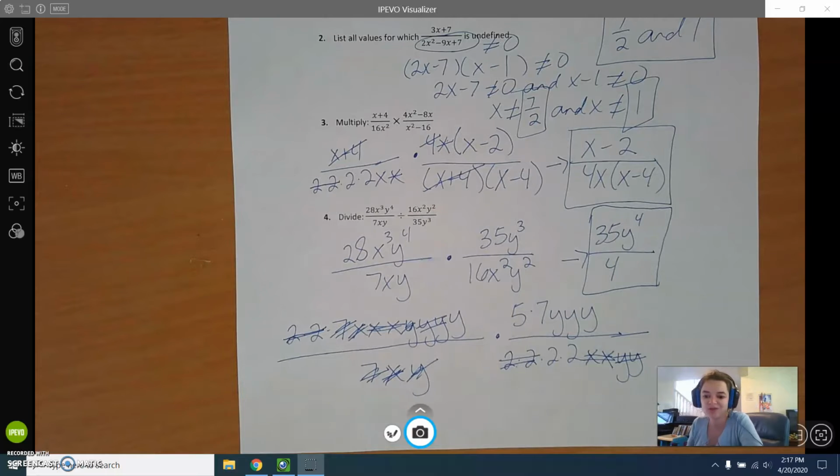Okay? Hope this helps you guys a little bit with rational expressions. Keep working, keep practicing. If you don't have factoring down, you've got to master that first before doing anything else, I promise. So work on your factoring first, and then get to this stuff.